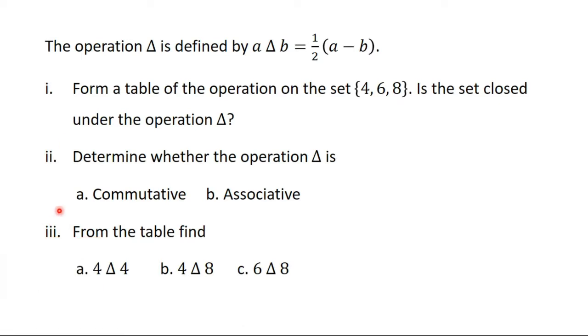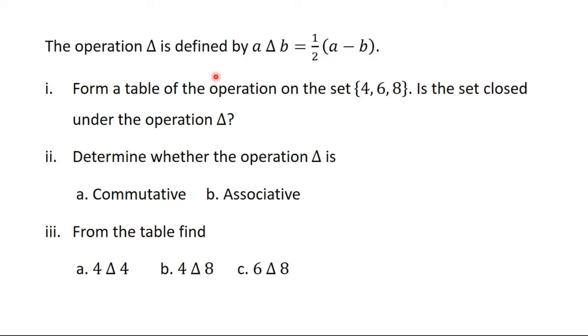This is what it means. There is this operation called delta. That is how we pronounce the name for this symbol, delta, and it's being defined by 1 over 2 into bracket A minus B. That is, if you have A delta B, to find the result you have to subtract B from A, then divide the result by 2. This is an example. So delta here is an example of a binary operation because it is combining two values to give us a result.